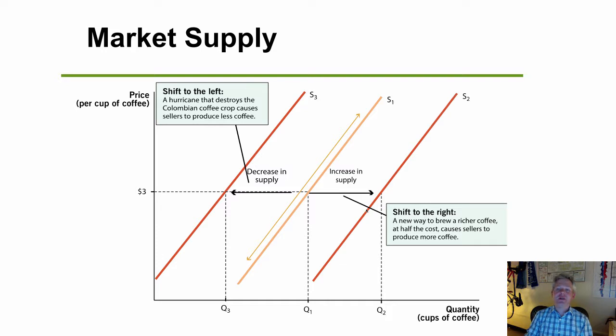What does an increase in supply look like? An increase in supply is a complete shift to the right. So at the same prices, producers are willing to supply more at all prices. Let's say that there's a new way to brew a richer coffee that costs half as much. That would cause sellers to produce more cups of coffee. At all prices, they would be willing and able to supply more cups of coffee. So these are things that shift the entire supply curve.